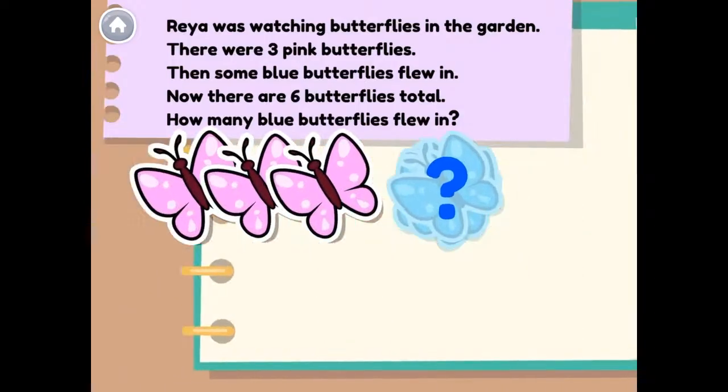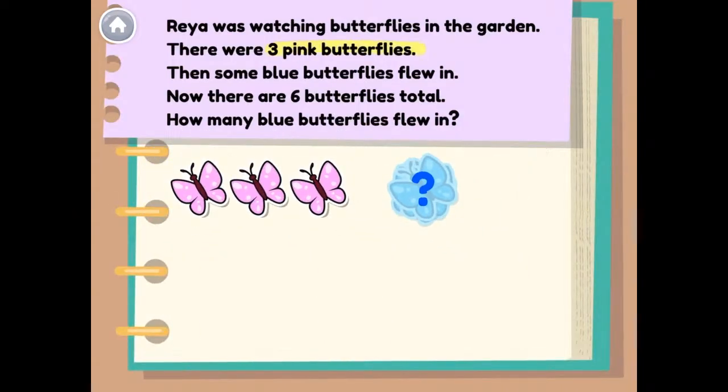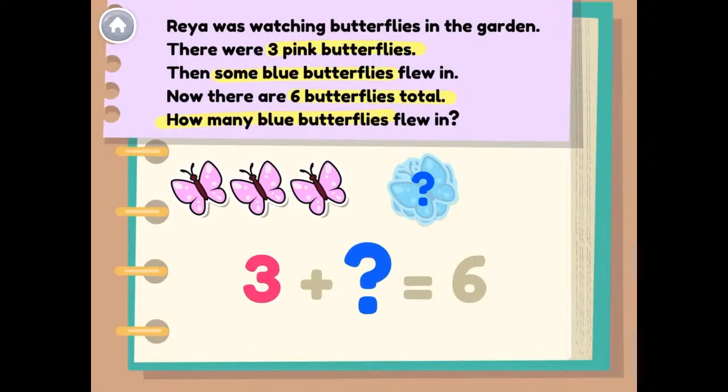Let's find the important details. We start with 3 pink butterflies. Then some blue butterflies fly in. But we don't know how many. And now there are 6 butterflies total. How many blue butterflies are there?